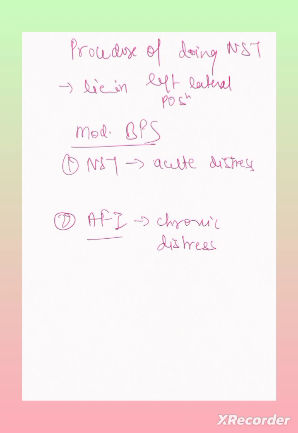So in a modified biophysical score, if any of the parameters is abnormal, then it has to be followed by a complete biophysical score, that is a diagnostic test. If any of those two parameters on a modified biophysical score is abnormal, you have to go for a complete biophysical score. Remember, NST is done in all high risk pregnancies.